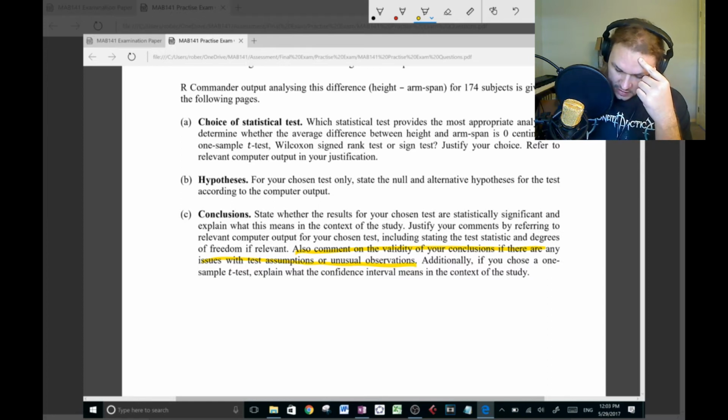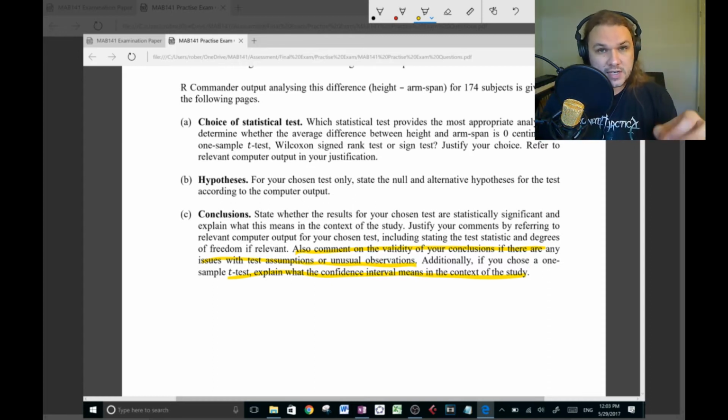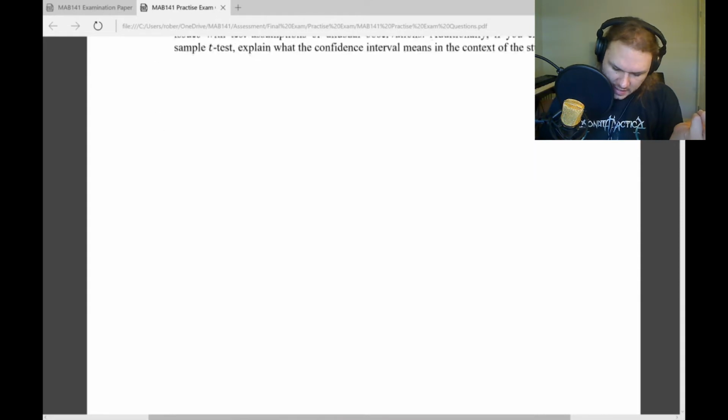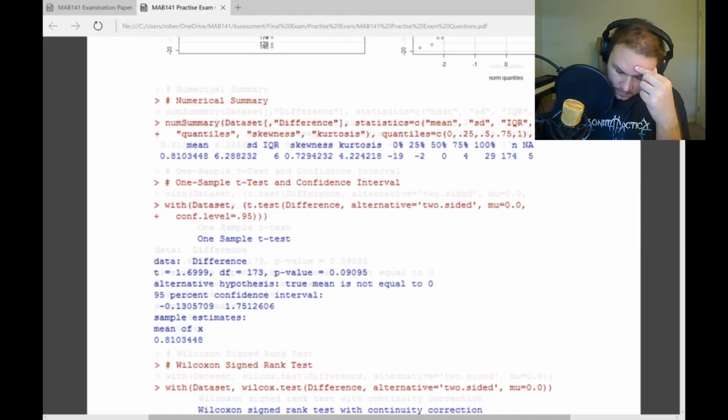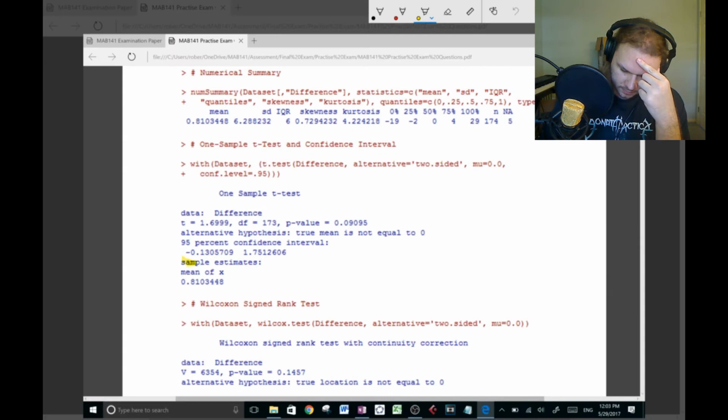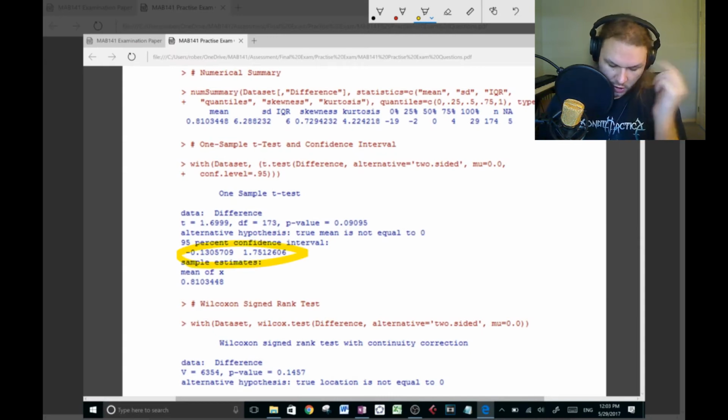It also says, if you choose a one sample t-test, explain what the confidence interval means in the context of the study. You don't need to do that if you don't have a significant result, because you're basically saying there's no significant evidence of a difference between arm span and height. So why would you actually say what you think the difference is? Because you're saying, well, it could be 0, it could be nothing. You do actually see that in the confidence interval. The confidence interval that's given will straddle 0. You can see it there. It'll be either side of 0. It could be less than 0, it could be greater than 0. It could be 0. In fact, you'll only get something which is either side of 0 if you get a p-value above 5%, for a 95% confidence interval at least anyway.